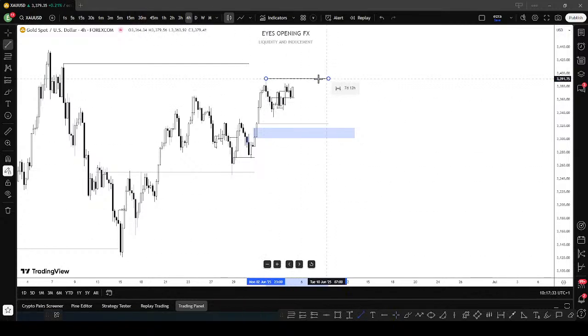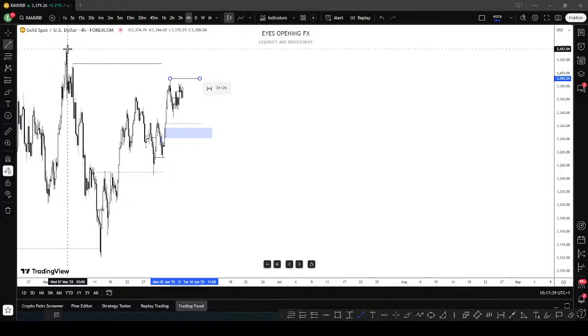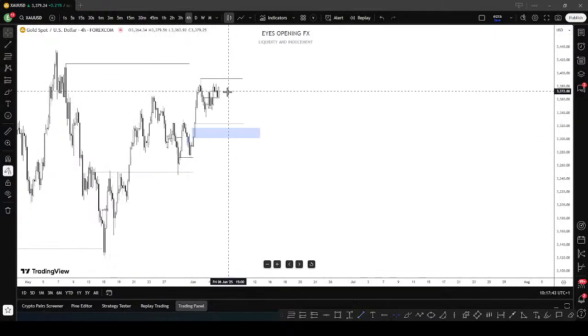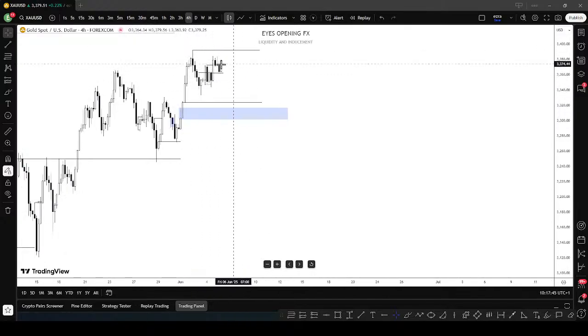Just like I said, we're expecting the market to get to this high. That is the most important thing. So once the market gets to this high, then next is the external high, which is this. So that's what the market is doing currently, and gold is bullish.